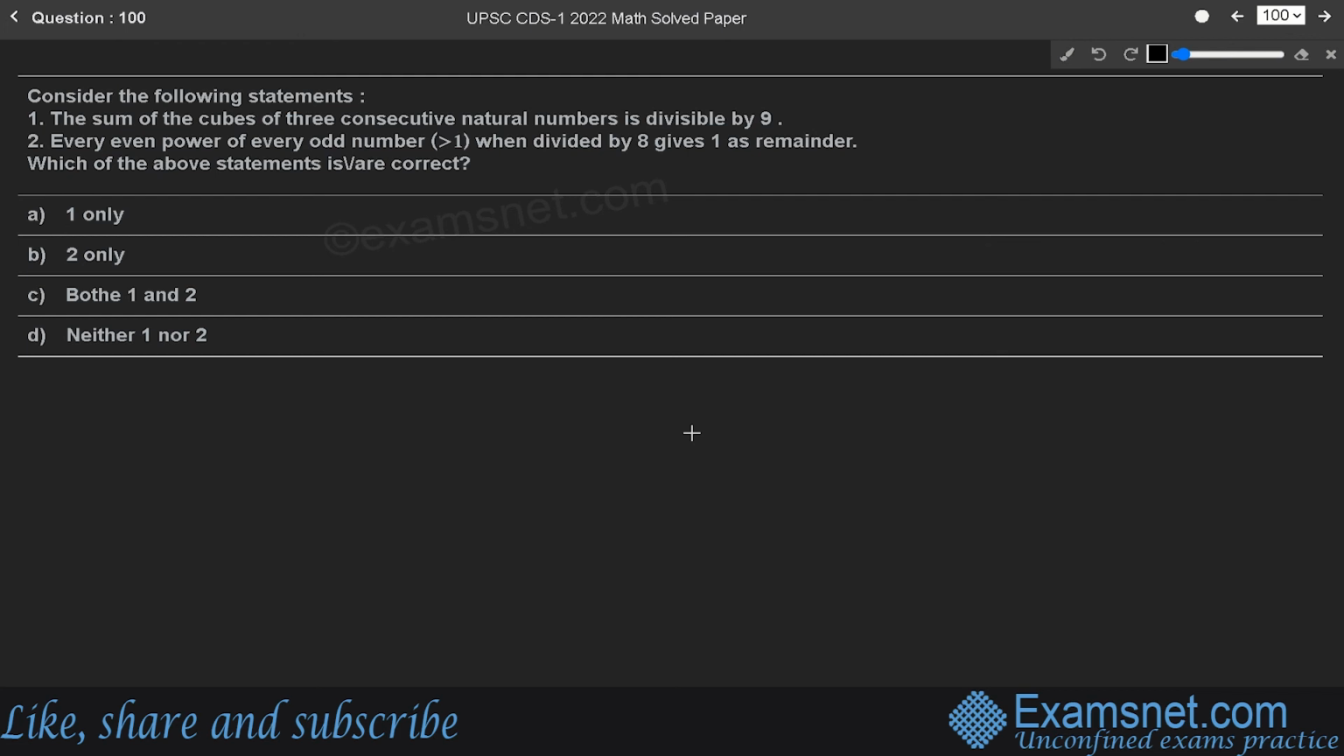We know that natural numbers are all the positive integers from 1 to infinity. We know the even numbers are the whole numbers that have the digits 0, 2, 4, 6 or 8 in their ones place. And an odd number is any number which cannot be divided by 2. So now first let us focus on statement 1. It says that the sum of cubes of 3 consecutive natural numbers. So we need 3 consecutive natural numbers. So let n, n plus 1 and n plus 2 be the 3 consecutive natural numbers.